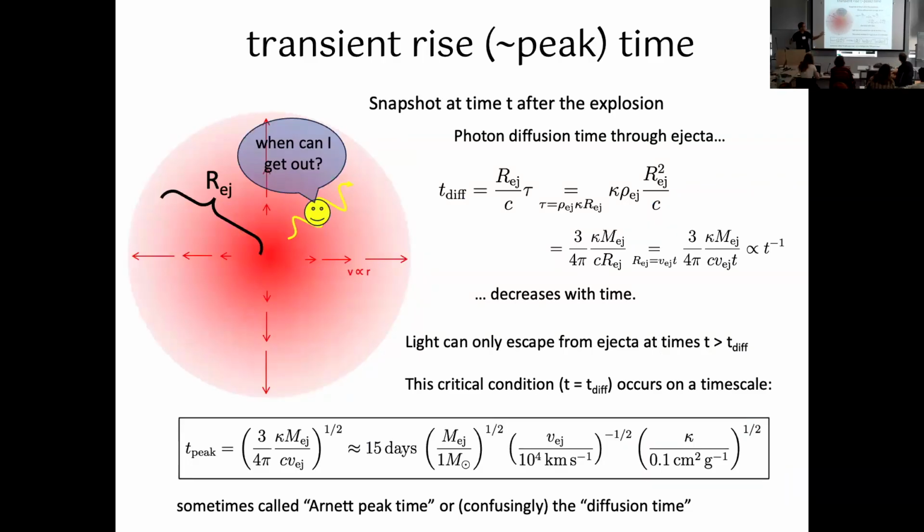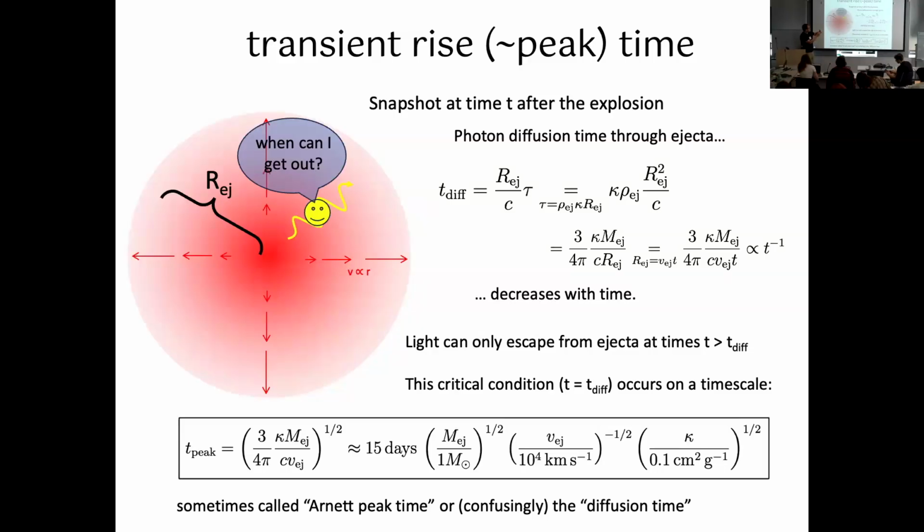When is the photon actually able to get out? So again, we're looking at a snapshot at time t after the explosion, and we can now calculate the photon diffusion time through the ejecta at that time. So we know the ejecta radius is growing linearly in time. We know that the optical depth is dropping as 1 over time squared. We multiply this out, and we see that this diffusion time, the time for a photon to diffuse out, is actually dropping as 1 over time.